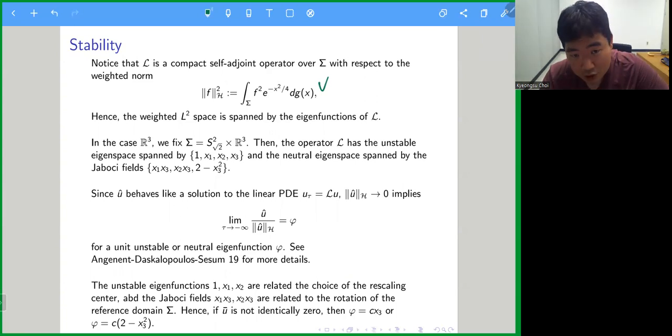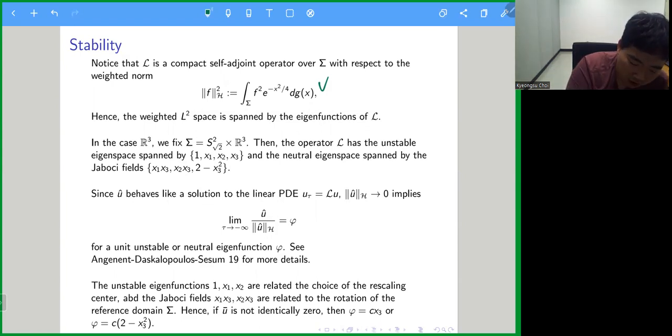So it has an eigen decomposition. I mean, the Gaussian L2 space is spanned by the eigenfunctions of this L. If I just consider the 3D case for simplicity, because higher dimensions are more complicated, then in R3 this L operator has just 4 unstable eigenfunctions: 1, x1, x2, x3, the coordinate functions. And the neutral eigenfunctions, I mean Jacobi fields, which are x1 x3, x2 x3, and 2 minus x3 squared.